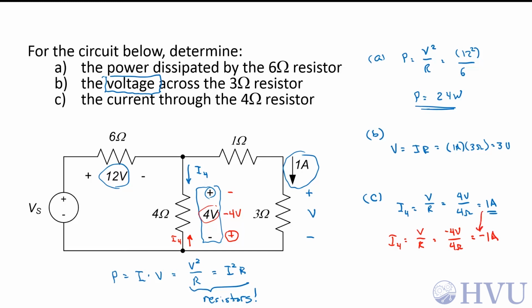The difference between the positive and the negative sign just means that my arrow here has changed directions. I'm also not given a desired sign convention here, so either of these answers is correct as long as I indicate what direction I think is positive on my circuit.